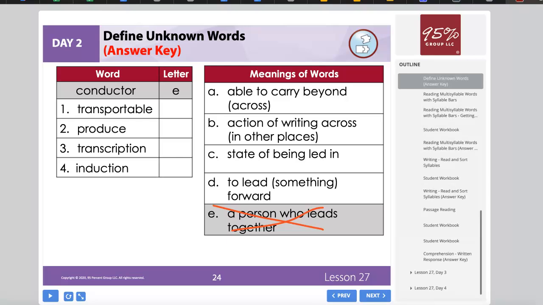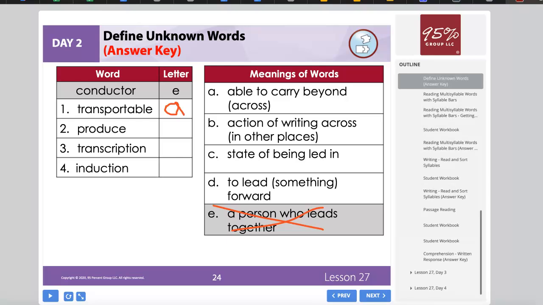Okay. Now, let's look at transportable. Transportable. So we've got different morphemes. Trans, we know trans means across or beyond. Port means to carry. Able means that you're able to do something. Go ahead and look through your meanings of words and then cast your vote. If you have up 1 finger for A, able to carry beyond or across, you are correct. So I know that's ugly, but you should have the letter A by number 1.